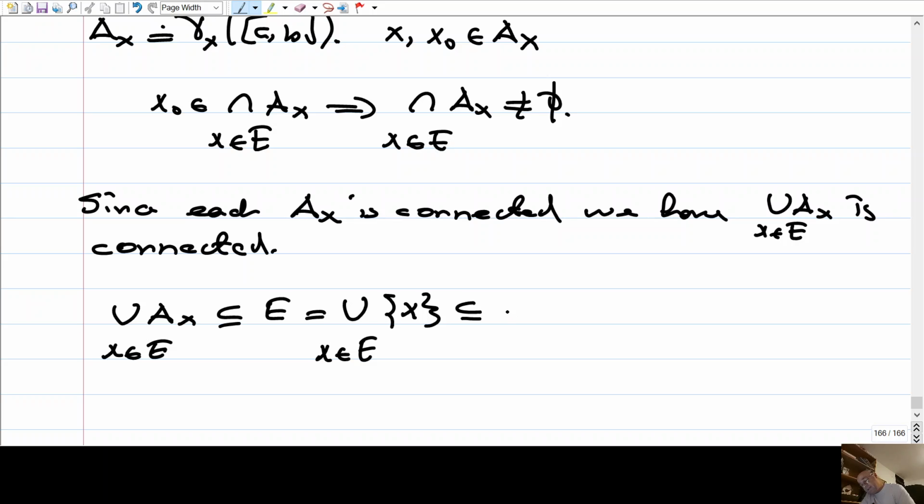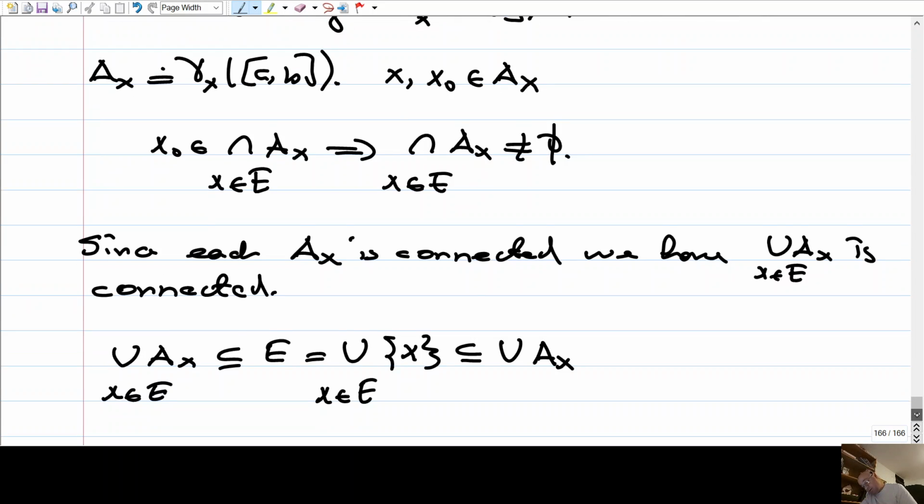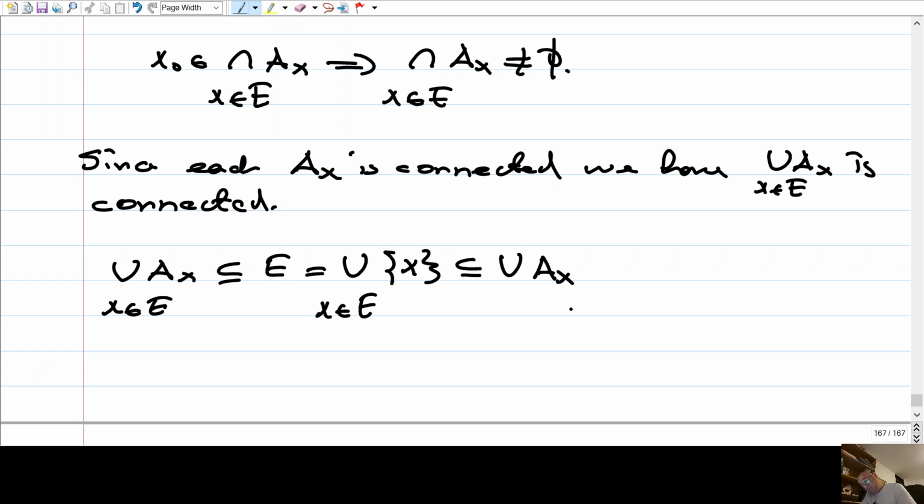And each one-point set is an element of AX, right? Each x in E belongs to AX because it is the end point of the path. Therefore, I have this. So what we see, this union is a subset of E, but E is a subset of this union. So all these inclusions must actually be equalities.